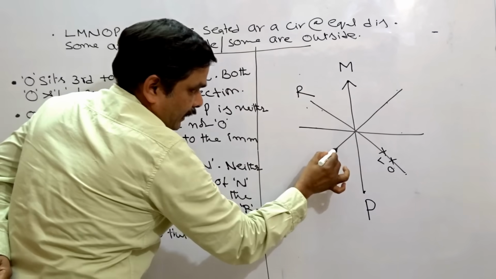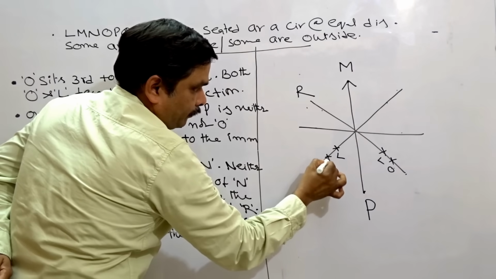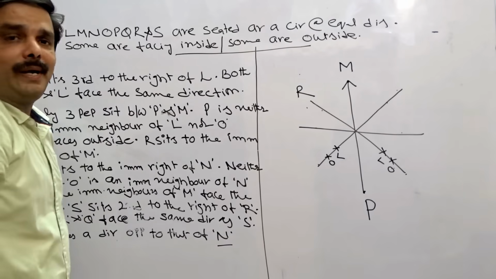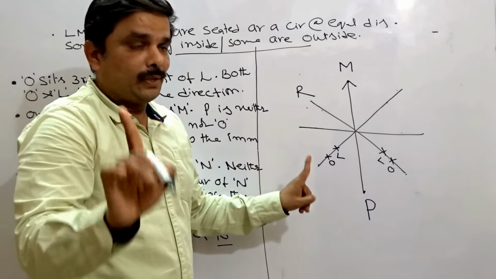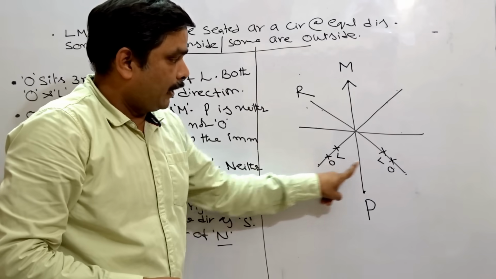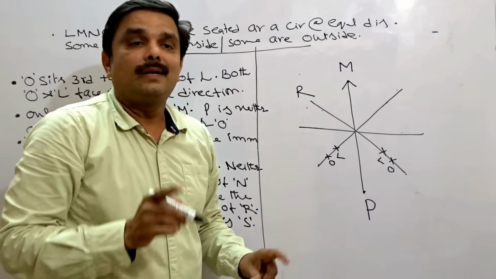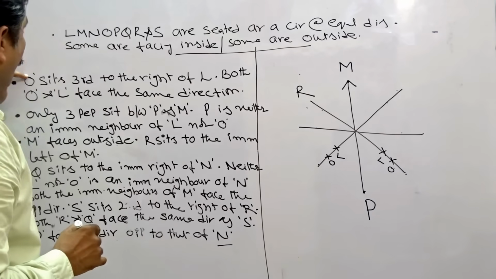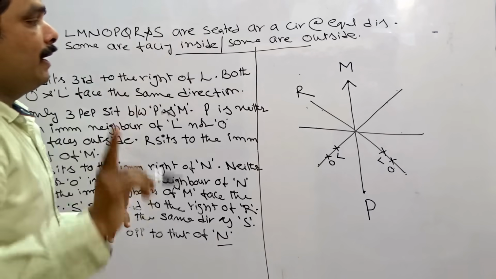Alright, even in this case, L cannot be here, O cannot be here. Alright, next, don't leave this one. About L and O, we have another piece of information. What is the one they have given here? O sits third to the right of L.